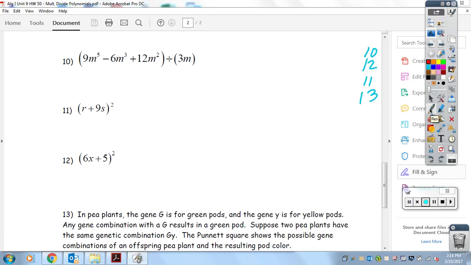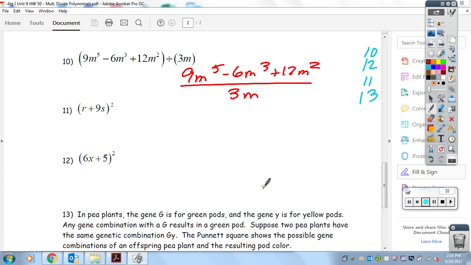It's more complicated when you see it like this. It's less complicated if we write it like this: 9m to the 5th minus 6m cubed plus 12m squared, all divided by 3m. When you write it as a fraction, which is still division, it's a little bit easier to see. Each of these terms is going to get divided by 3m at its own pace, because one of the things we're allowed to do with fractions is split this.